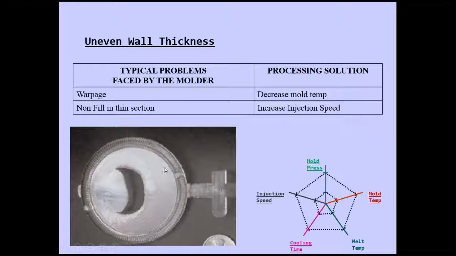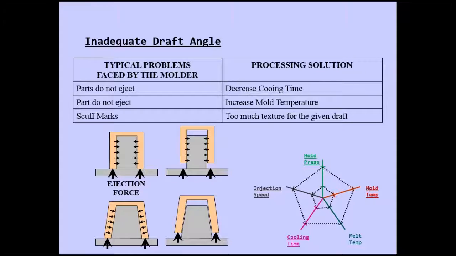Let's say this is a lens, or whatever this is, that has to actually fit into a frame. It becomes very difficult to have good capability in that case. Uneven draft angles.